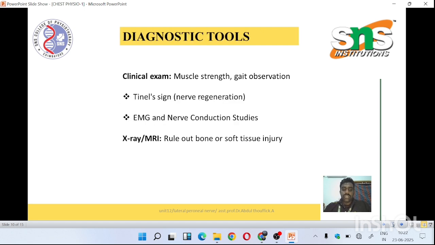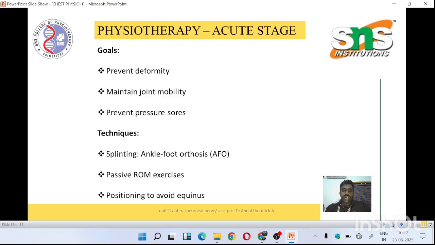On the diagnostic tools, what are the diagnostic tools? Clinically, check the gait and do a muscle test. Manually check the muscles and observe the progression of the foot. Tinel sign, tap over the fibular neck to check for tingling sensations, and EMG and NCS to assess the nerve function. Nerve stimulation test and nerve function test. MRI or X-rays to identify fractures or space occupying lesions.